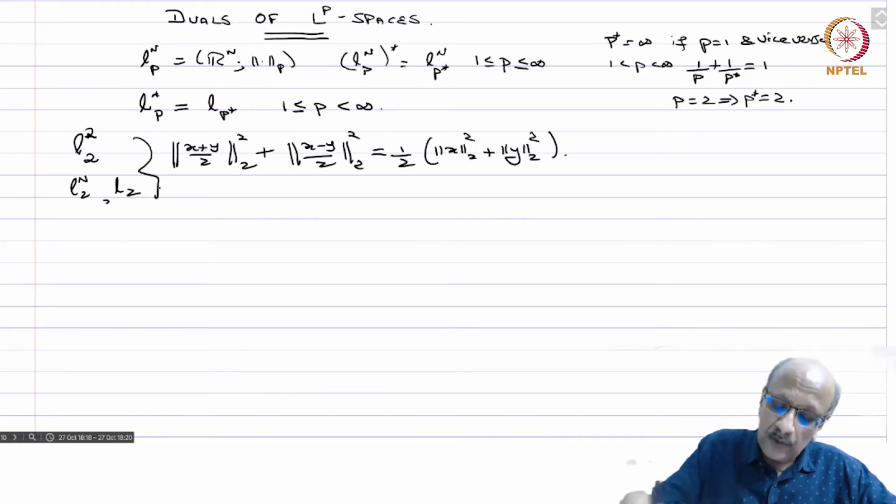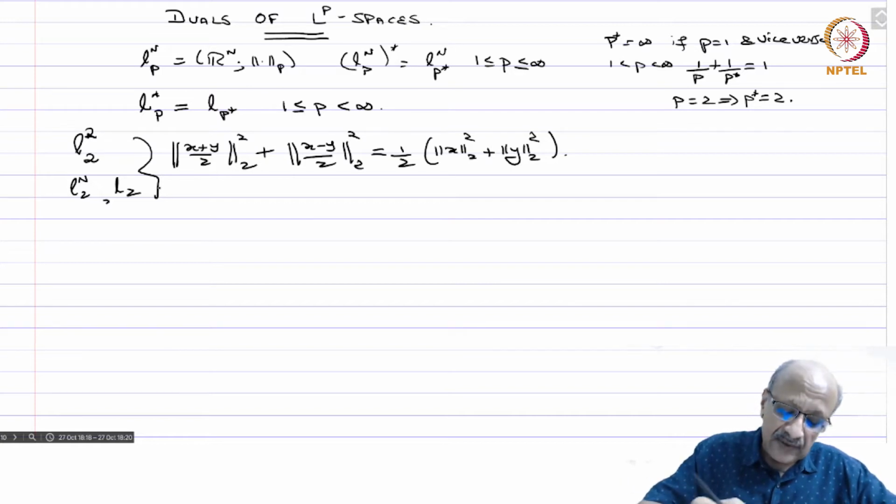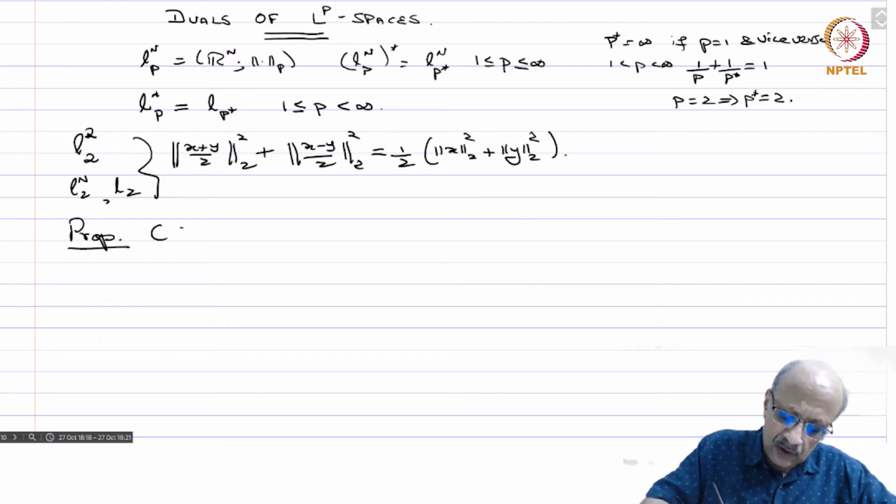Okay, so now we are going to generalize this to LP spaces. We won't get an equality, we will get an inequality, and it's available for all values of P in the range 1 to infinity, but 1 to 2 is difficult, so we will prove the easier portion of it. Okay, so proposition. This is called Clarkson's inequality.